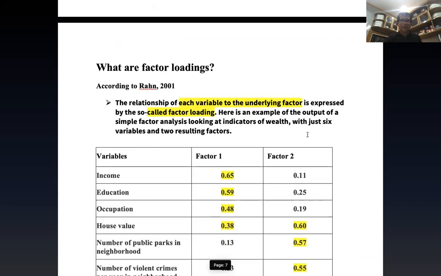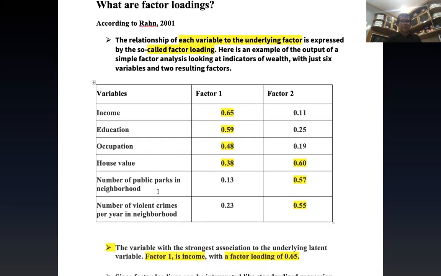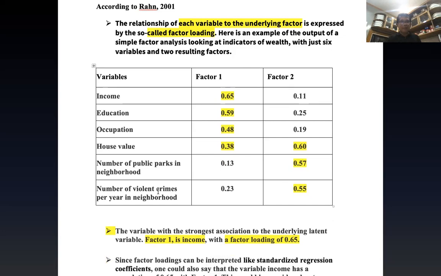and 2 resulting factors. So, first column, variables. The variables are income, education, occupation, house value, number of public parks in neighborhood, number of violent crimes per year in neighborhood. Factor 1, we have 0.65, 0.59, 0.48, 0.38. We have 0.13, we have 0.23. Factor 2, we have 0.11, 0.25, 0.19, 0.60, 0.57, 0.55.